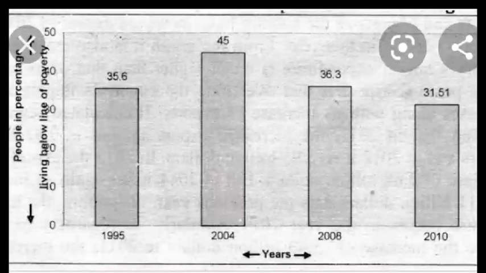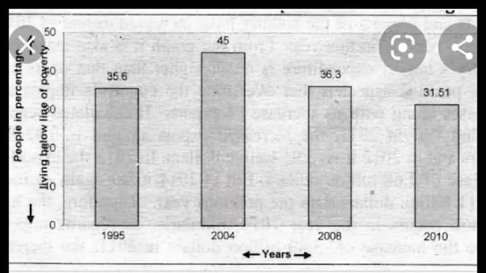So here you can see in the slide that there is a picture of a bar graph, and the bar graph shows the percentage of people living below the line of poverty. If I explain the graph, then in the year 1995, the percentage of the people living below the poverty line is 35.6%.